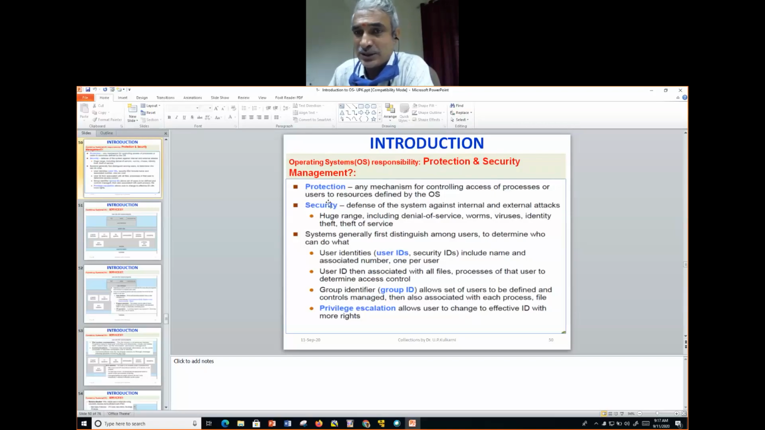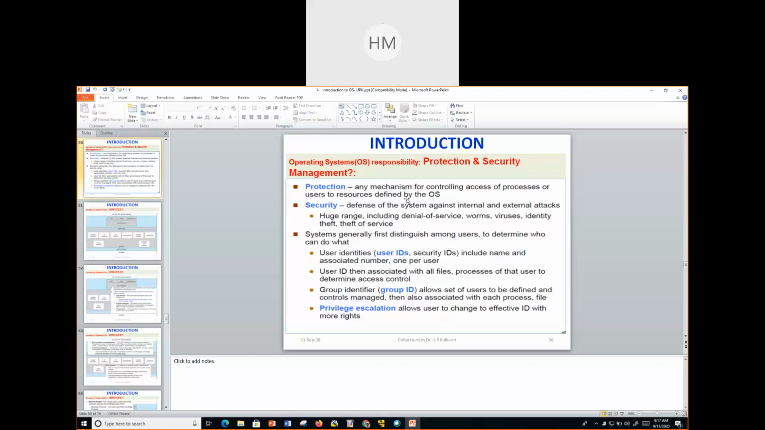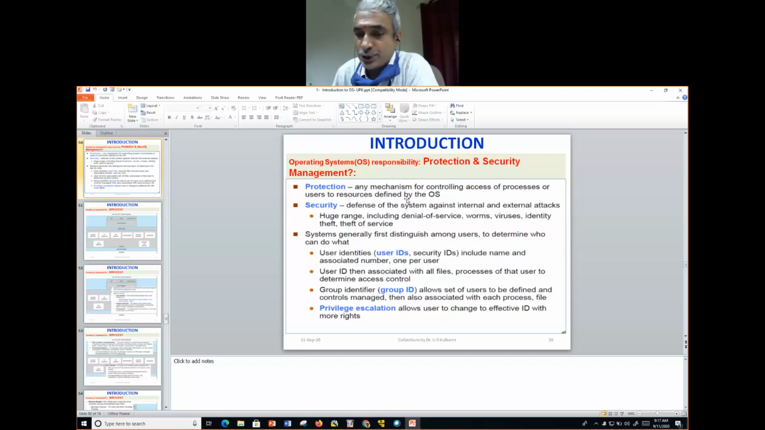So we said that protection is a mechanism for controlling the access of the processes or users to resources defined by the operating system, right? And Manoj, I told that I'll be demonstrating this in the next laboratory sessions. Am I right, Manoj? Yes, sir. I'm going to show this to you all.